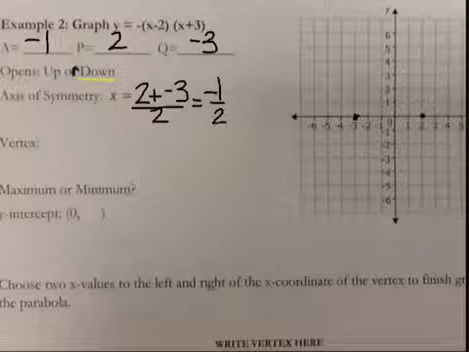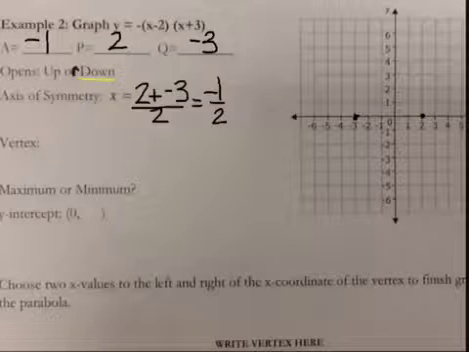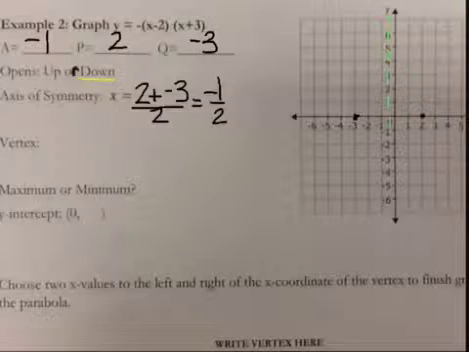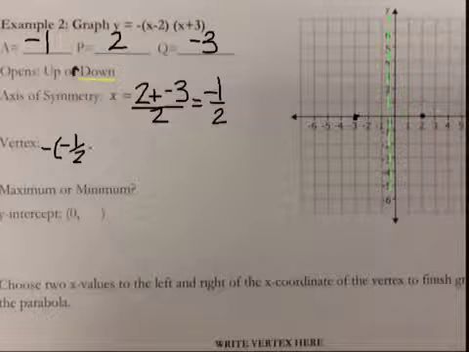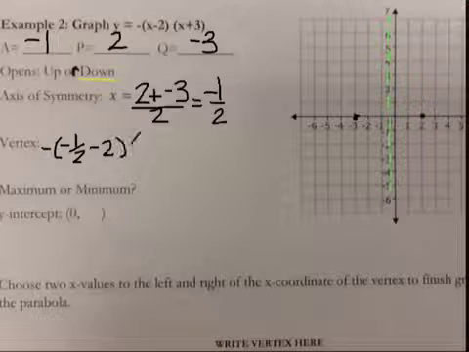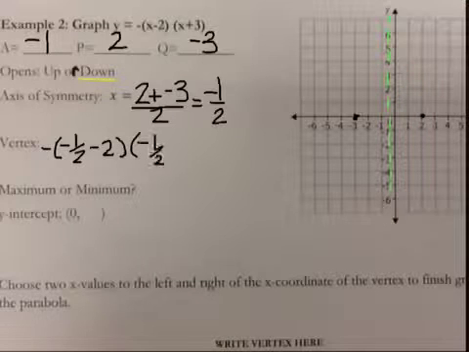over 2. So our axis of symmetry is actually going to be negative 1/2. So we're going to be in between here. That's also the x-coordinate of your vertex. So we're going to take this negative 1/2 and substitute it in to get our y value. So I have a negative parentheses, negative 1/2 minus 2 times negative 1/2 plus 3.